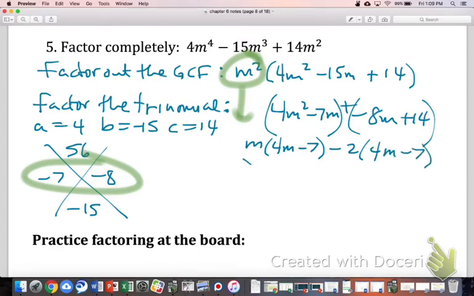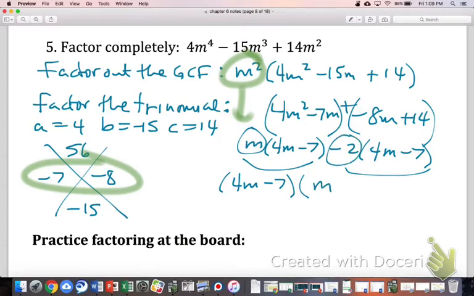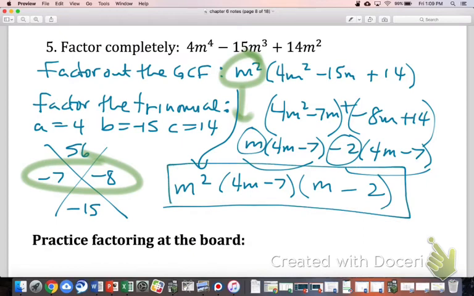And so maybe you notice that between this term and this term, there is a common 4m minus 7 factor. So that comes out, 4m minus 7. The leftovers, in the first term, the leftover is m. And in the second term, the leftover is negative 2. And so I have this right here. Now I need to remember that this m squared was there all along. I put that back in. And if I were to check that, I would find out for sure that it does FOIL and distribute back to being the original.